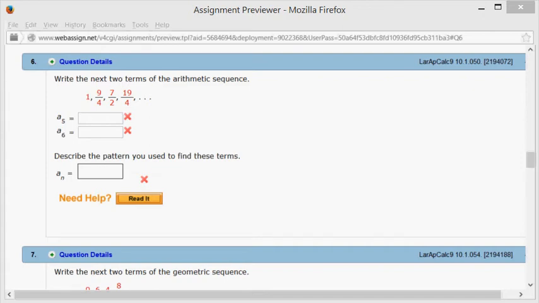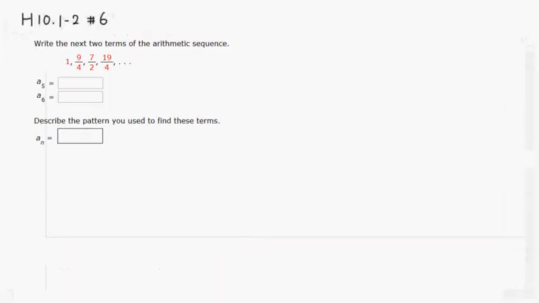Okay, let's look at the homework 10.1, 10.2, problem number 6. So we have the first four terms of the arithmetic sequence, and we want to figure out the fifth term, sixth term, and the nth term. All right. So let's do that. We need to figure out a pattern here.